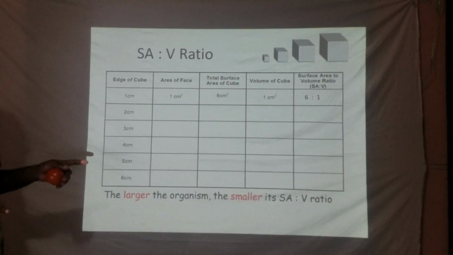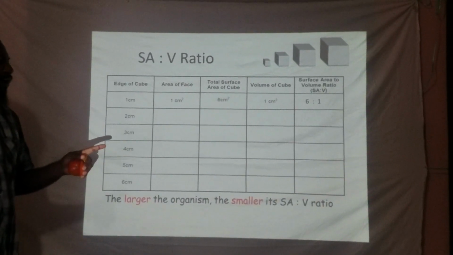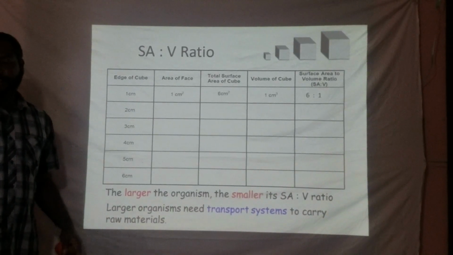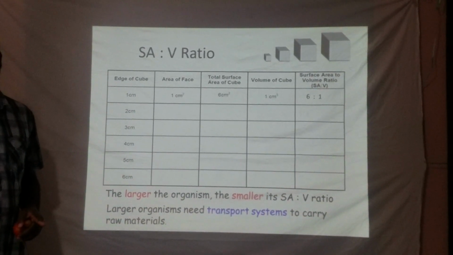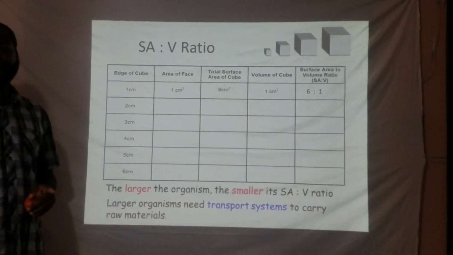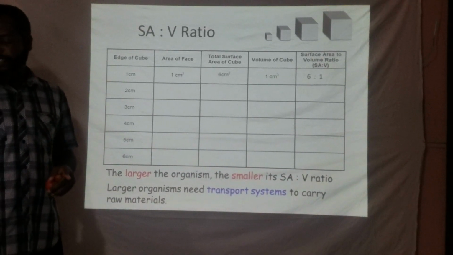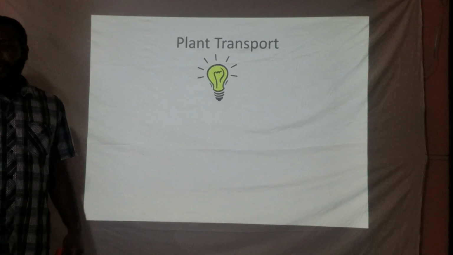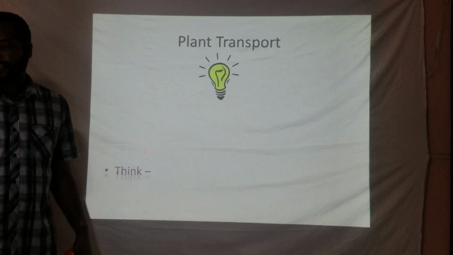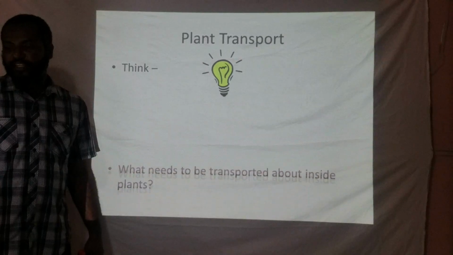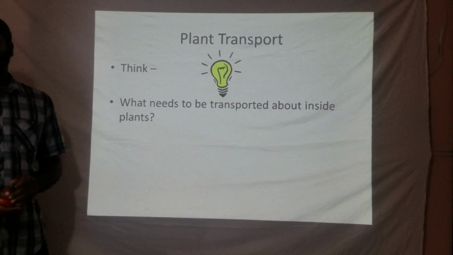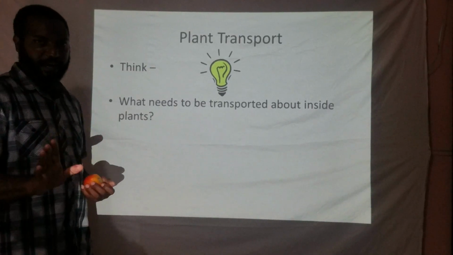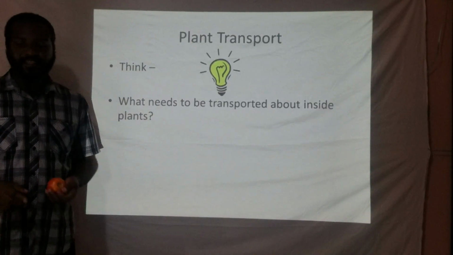The larger the organism, the smaller its surface area to volume ratio. Larger organisms need transport systems to carry raw materials. Now, we're going to be starting our look at plants and transport. Now we're going to think a little bit. Tell me, what needs to be transported inside of plants? You can go ahead and state them.